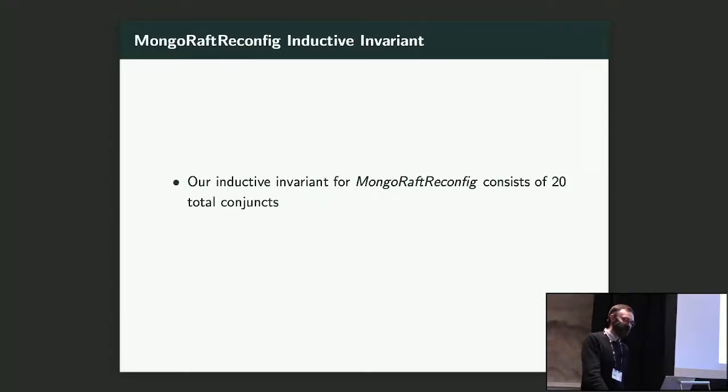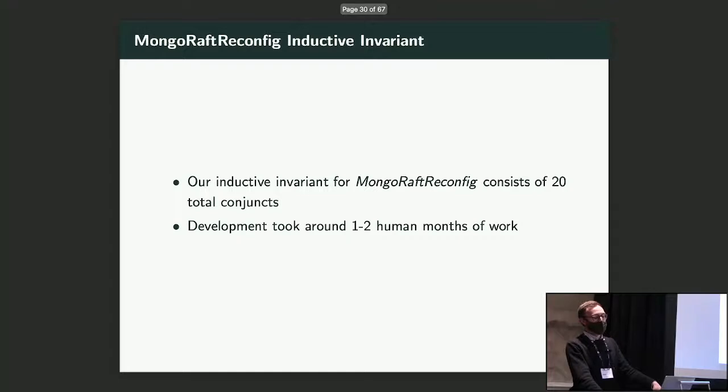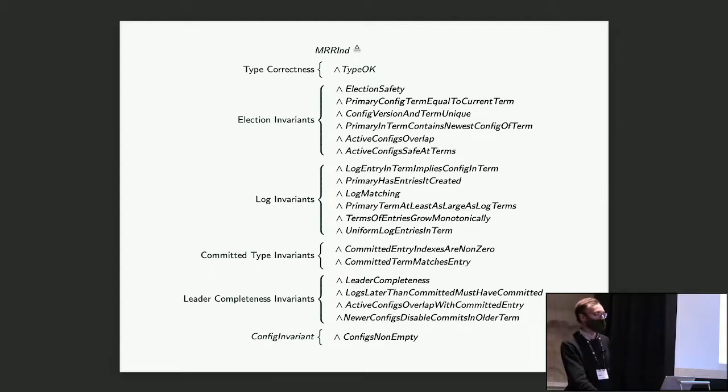So our inductive invariant for MongoRaftReconfig consists of 20 total logical conjuncts, and this inductive invariant was developed over the course of approximately 1 to 2 human months of work. And so just to give you a very high-level picture of what this thing looks like, again, without being able to describe all the details, it's a collection of 20 sub-invariants that establish properties about the protocol. It can be understood to some extent in subcomponents.